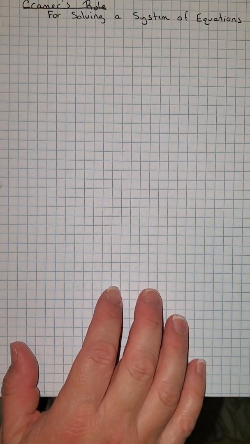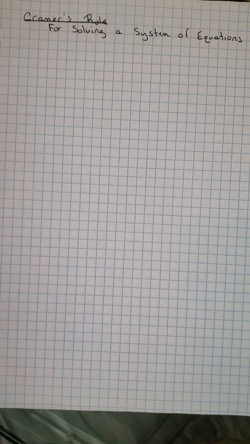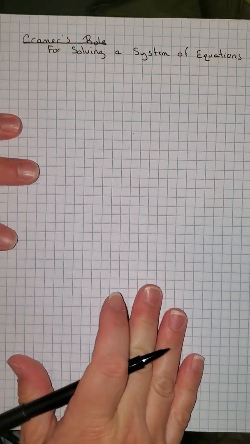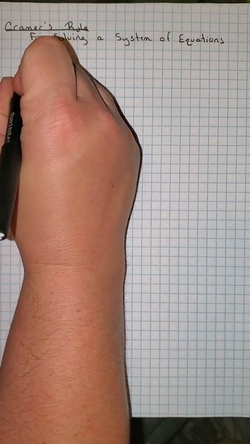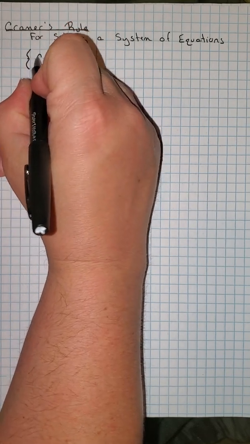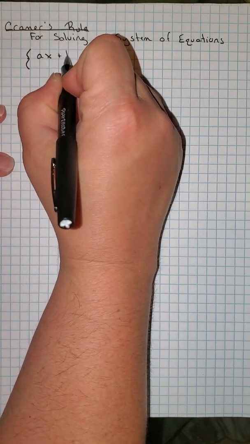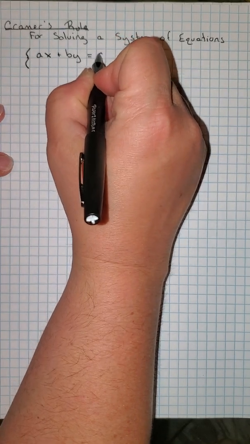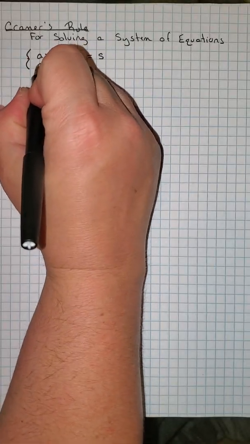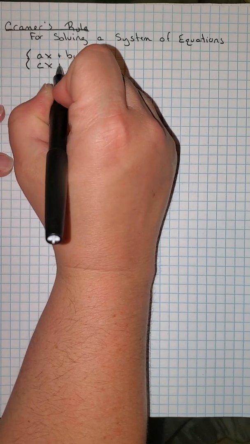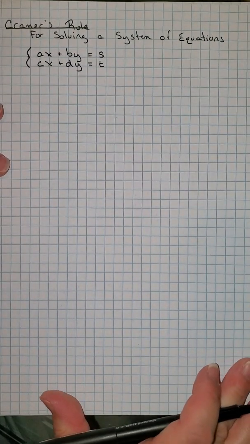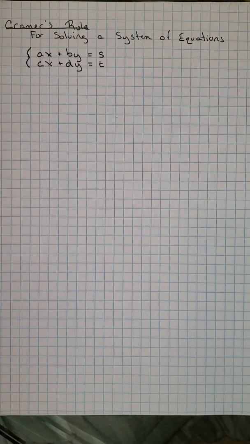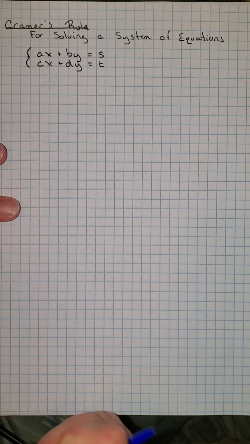All right, so back to Cramer's rule. If you have a system of equations, okay, we'll say we have one equation, which is a times x plus b times y equals s. And then we have something like c times x plus d times y, and it equals t. But that's our system of equations, just a generic system. You're going to have an x determinant, a y determinant, and then just the regular determinant.